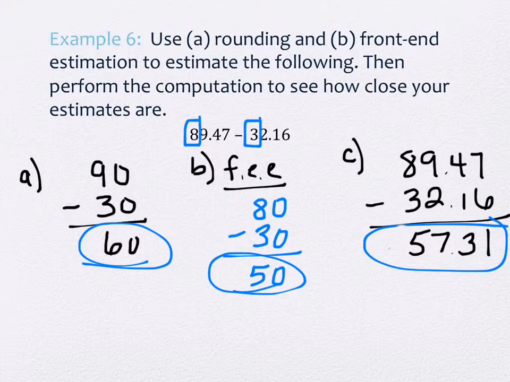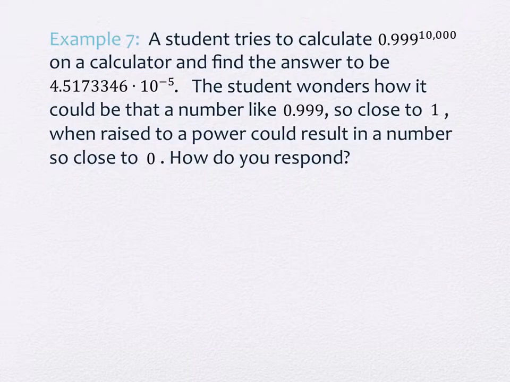If I had done this problem with the units place, then I would have written down 89 and 32, and I would have subtracted those. Actually it would have been 89 and 32 for either rounding or front end estimation on that one. They would have been the same on this one. Yeah. Okay, last example. Example number 7.